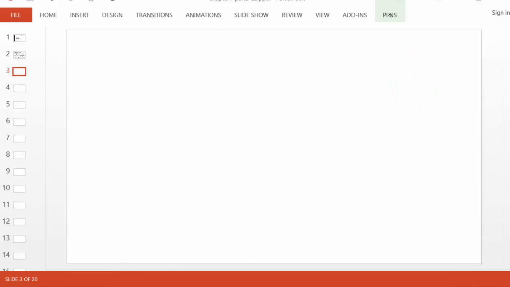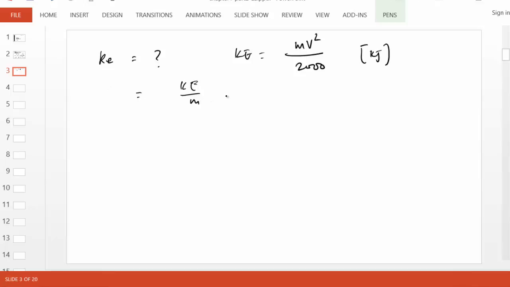So if somebody asks, what is the formula for small ke? Well, we know capital KE is mv squared over 2000 in kilojoule. Instead of half mv squared, we use 2000, remember? Recall that this gives the unit of kilojoule, which is a more convenient unit. So small ke is capital KE divided by mass. It simply becomes v squared over 2000 kilojoule per kg. Similarly, small pe will be gz over 1000.